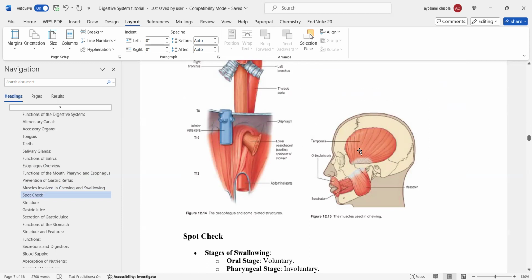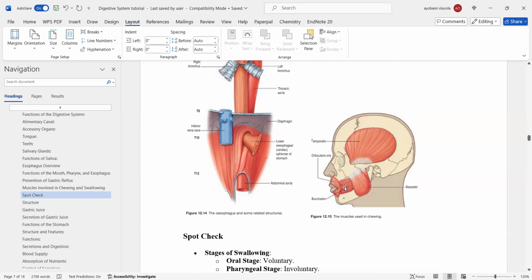You know, when I took you through the skeletal system, we said the bone in this region is the temporal bone. Okay, this is the frontal, this is the parietal, this is the temporal. So the muscle attached here is called the temporalis. Then this is the masseter. Then this is the buccinator.